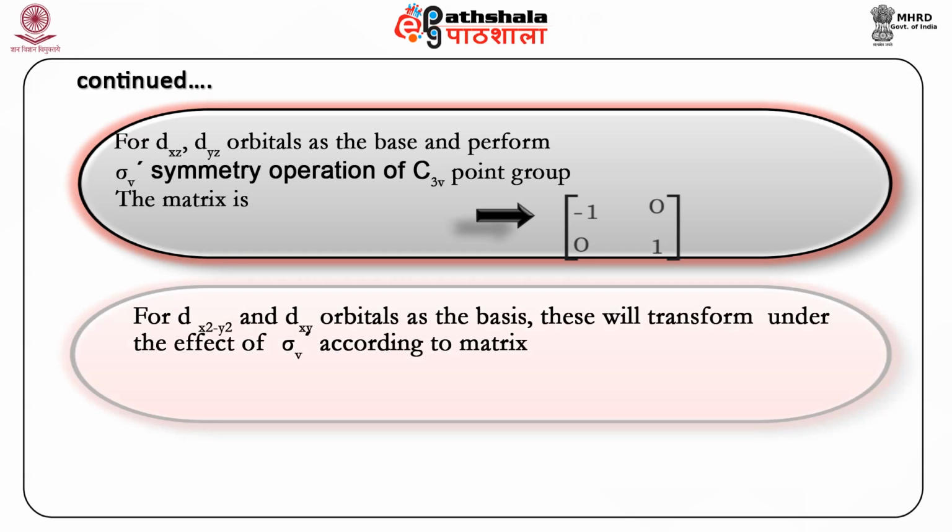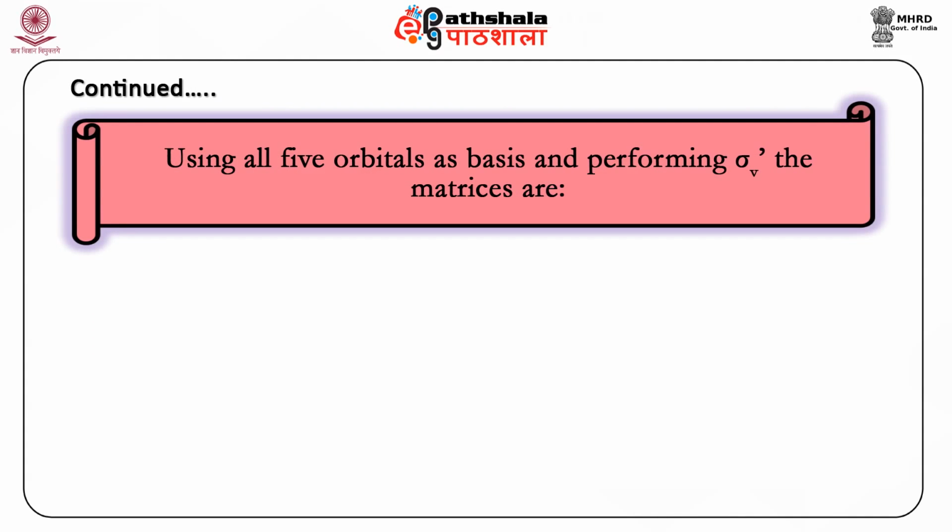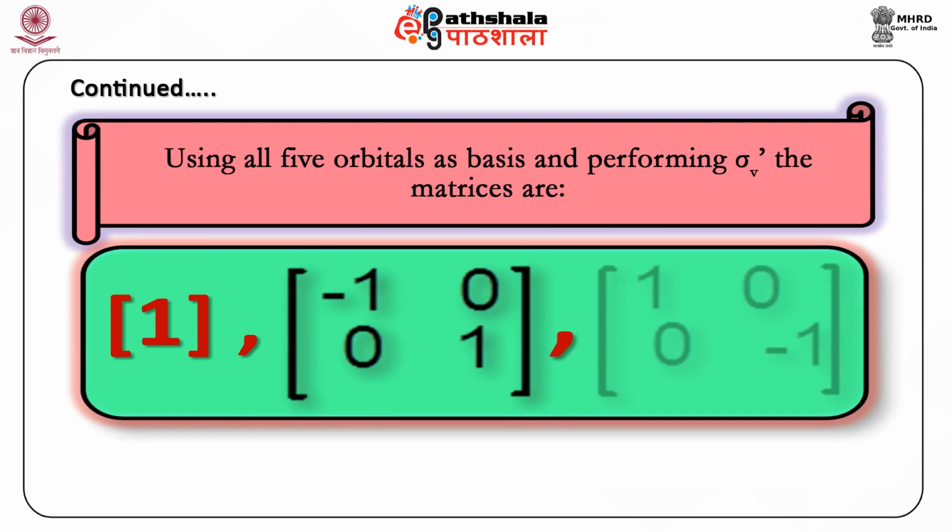If we take dx2-y2 and dxy orbitals as the basis, these will transform under the effect of sigma dash y according to the matrix. Thus, it is clearly seen that dx2-y2 and dxy orbitals do not mix with other d orbitals. Using all 5 orbitals as bases and performing sigma v dash, we get the matrices as shown. We get 3 lower dimensional representations. One is of dimension 1 and the other two are of dimension 2.